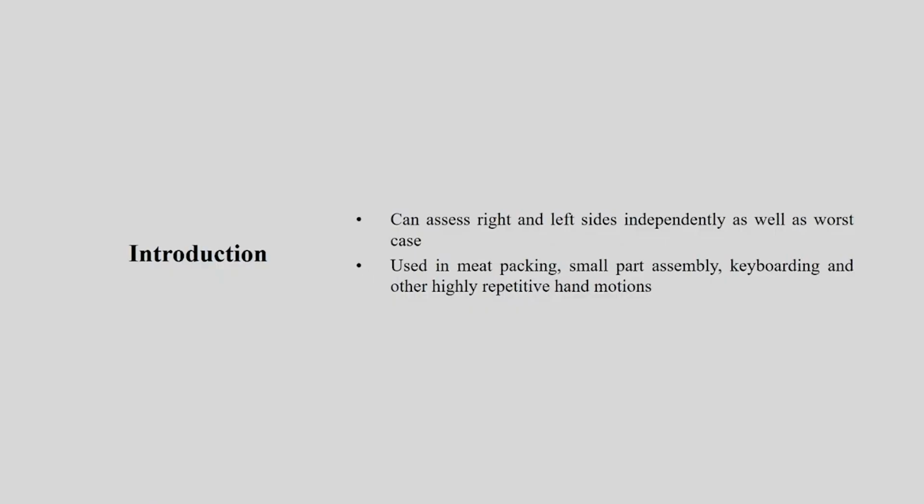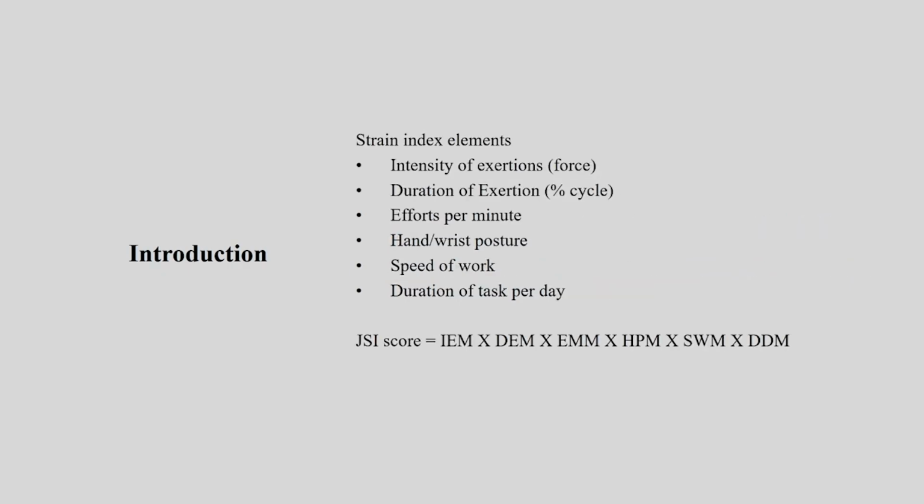At the initial stage when this particular tool came into existence, they identified that in the meat packaging industry, small part assembly, keyboarding, or any such similar activity, this particular tool is very much useful. As I mentioned, it is only useful when your distal upper extremity is involved in that particular job. So for those jobs which require rigorous involvement of the distal upper extremity, you can use JSI or job strain index.